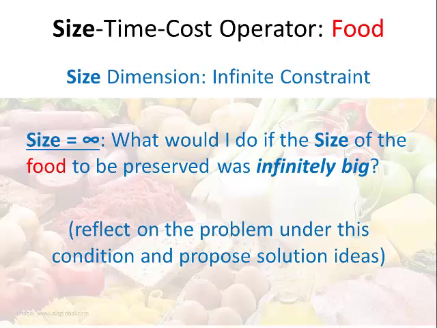The next step is to put ourselves under infinite food size constraint. We need to think of what we would do if the food size were infinitely big. As in the previous step, it is required to see how this new condition changes the problem. More questions arise. Can we choose the way to preserve food on the basis of its size? If the amount of food is significant, we may need to establish some suitable natural conditions for preservation.